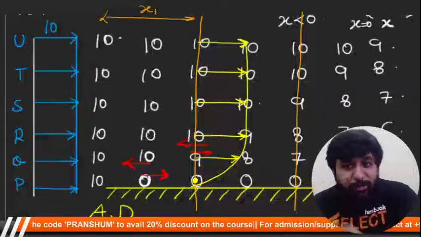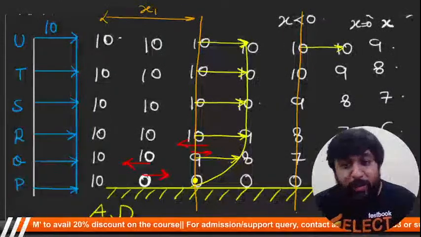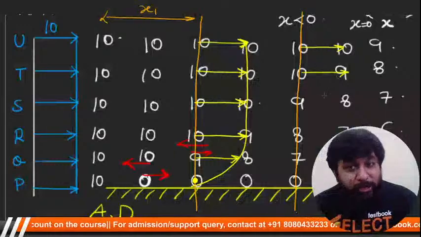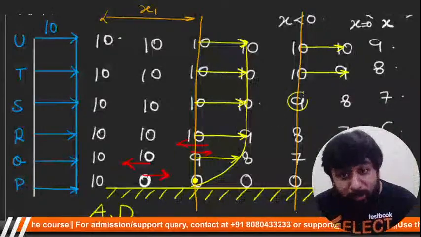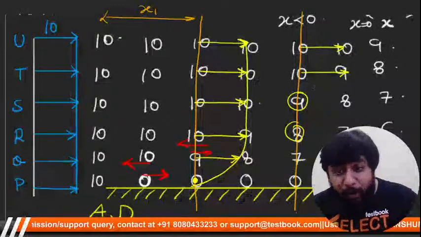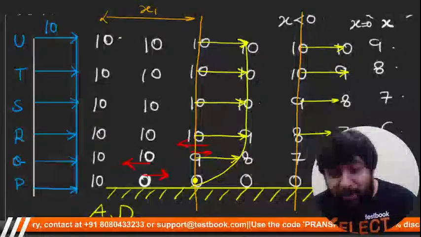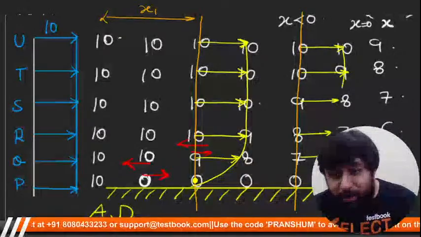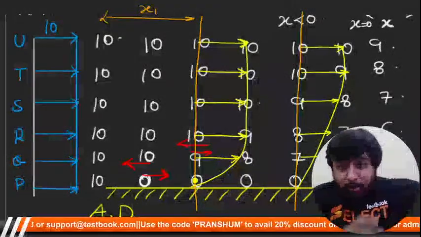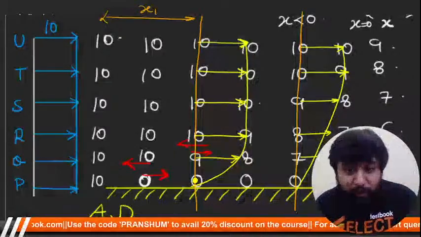Similarly, for the other cross section, what is the velocity here? 10 units, so I will draw an arrow of 10 units. Velocity here, 10 units. But if I go down, the velocity is 9, 8, 7 and 0. So the velocity profile is going to look something like this. Correct? So this is how you can show the velocity profile at any section.